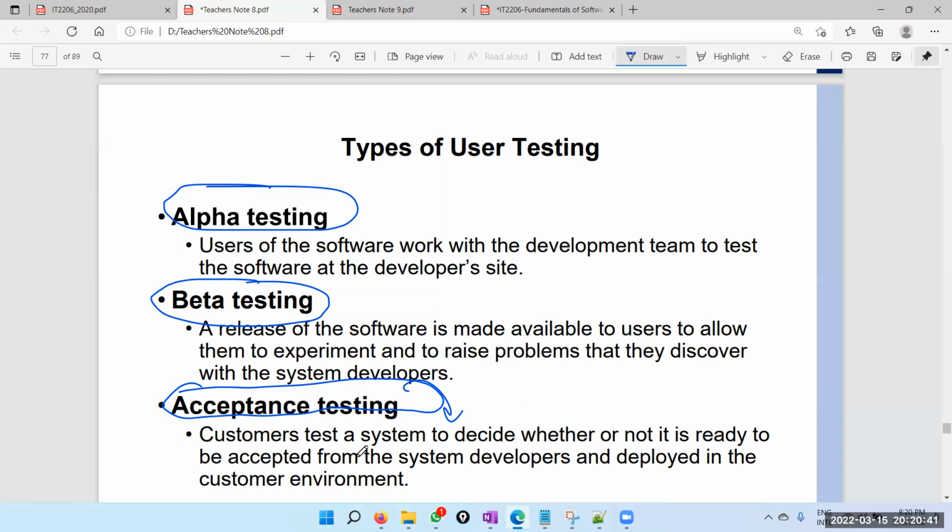Okay, but it doesn't mean that we always do these two. Sometimes we don't do these two. We just go straight after system testing to acceptance testing.